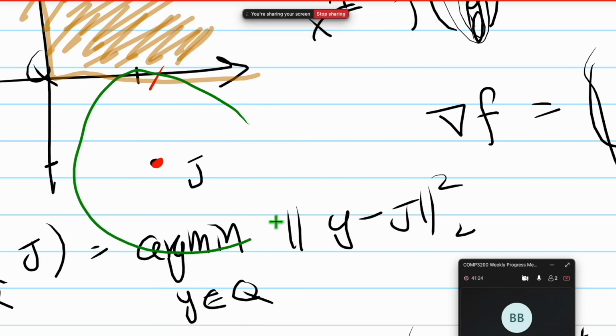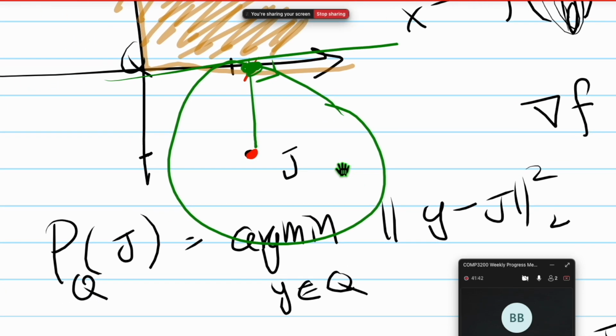Let me draw like this. This guy is the point in Q, shortest distance away from my j. Then this will be what? The projection of my j onto the constraint. And interestingly, this is always a 90-degree projection. So this is also called orthogonal projection or Euclidean projection.